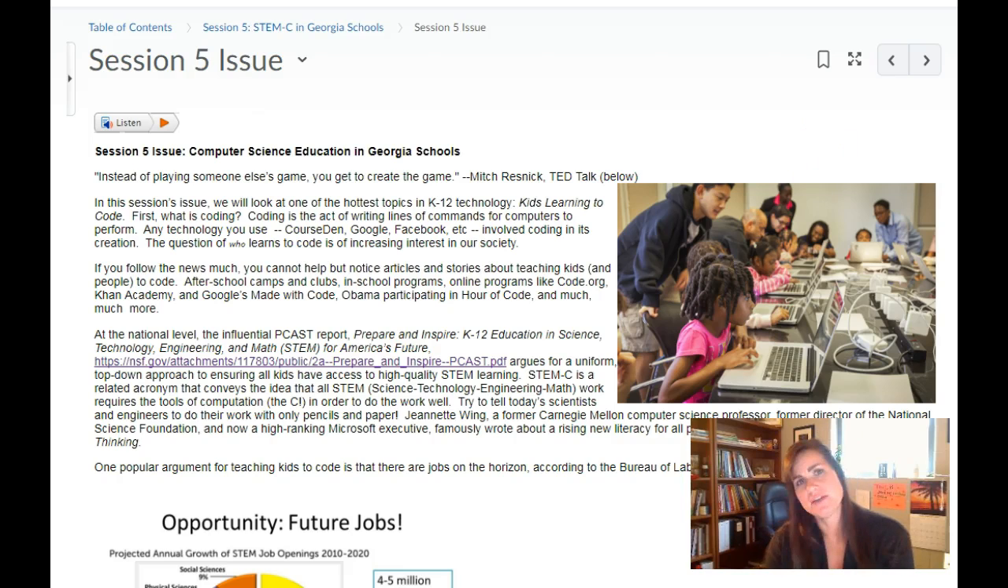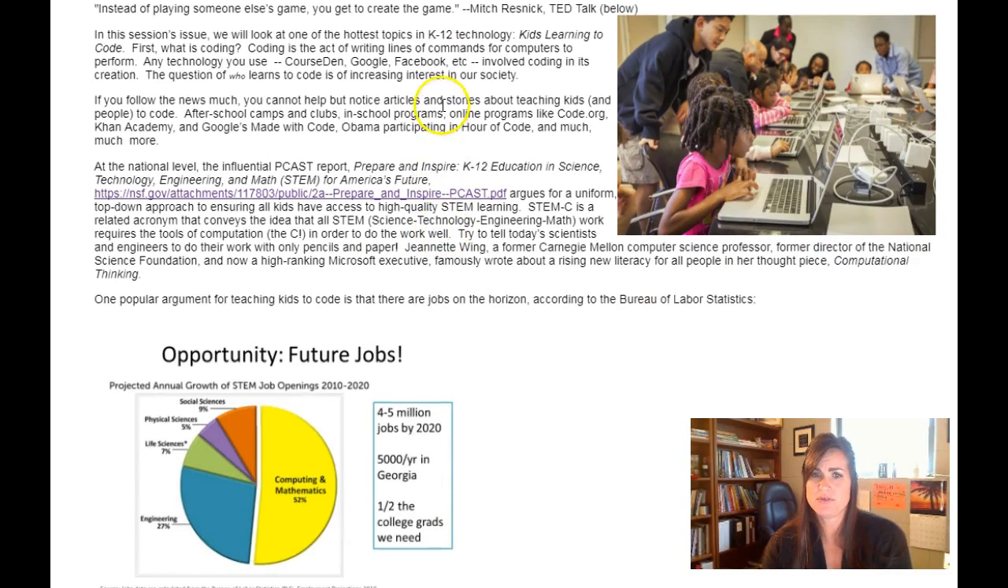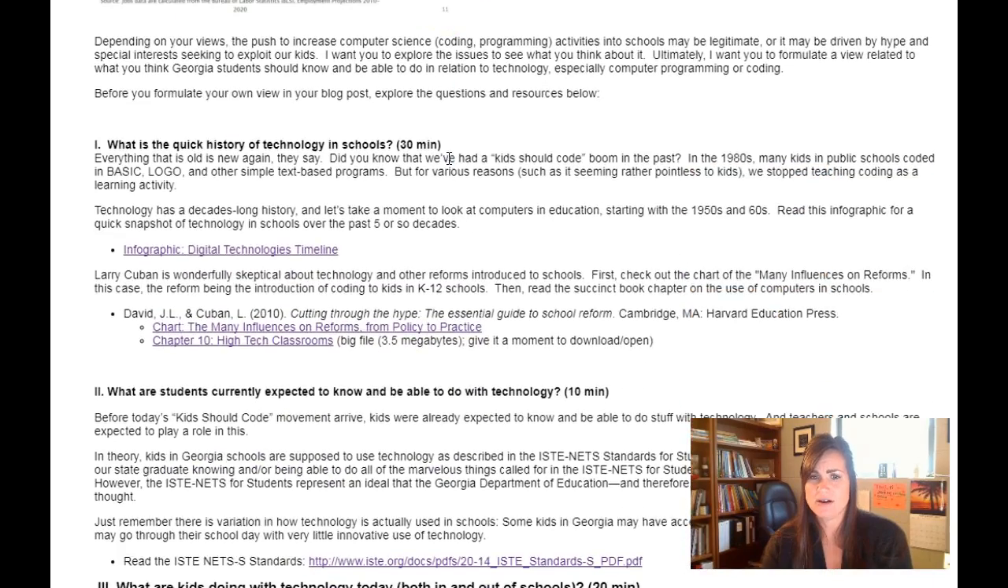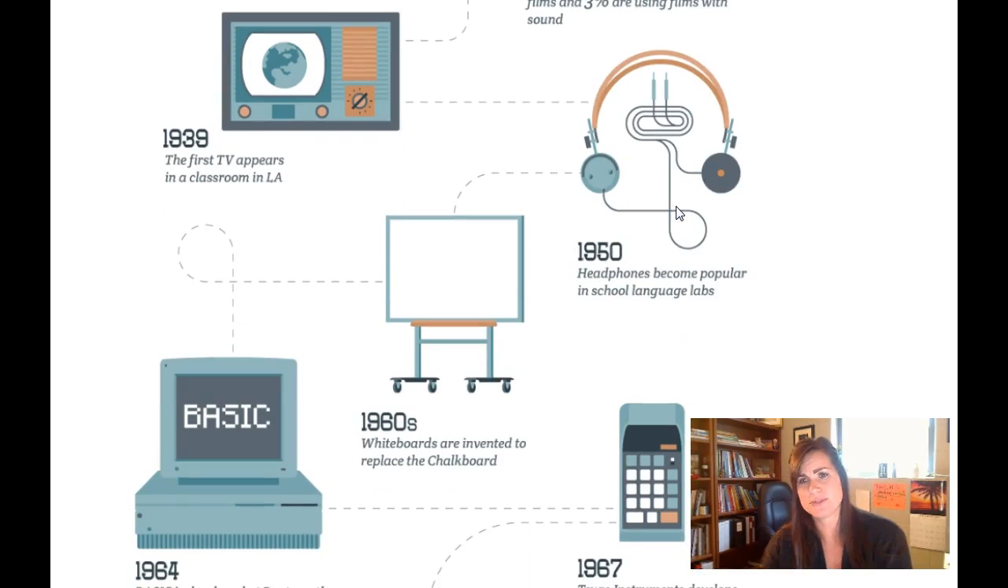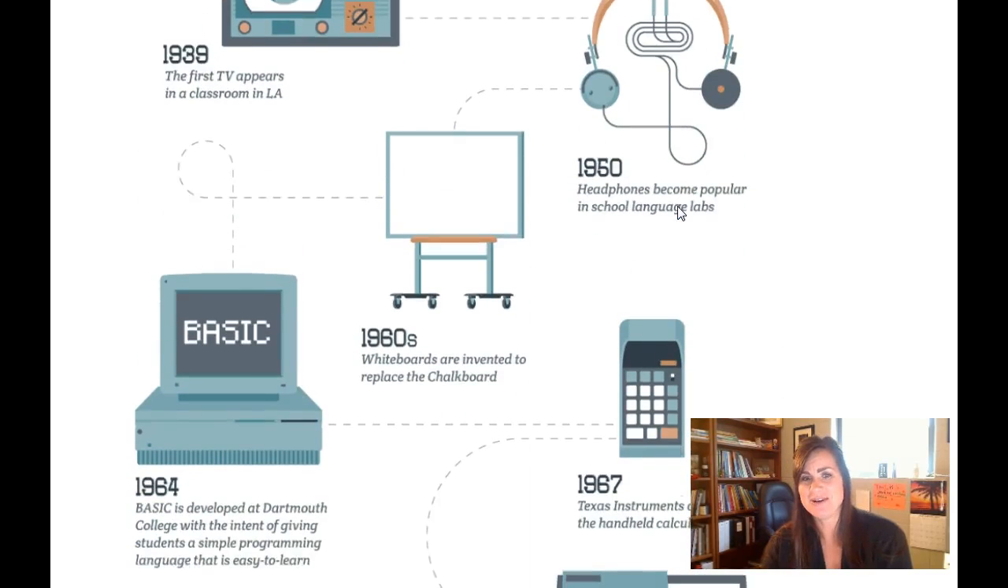Now the Session 5 issue is STEM education. Again, coding, technology, computers, those types of things in Georgia schools. So there's a few things to read here and articles to explore. This one's a neat timeline that shows you the technology in schools and what has transpired since then.